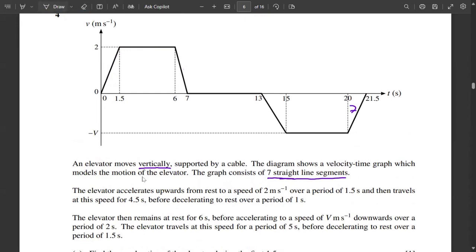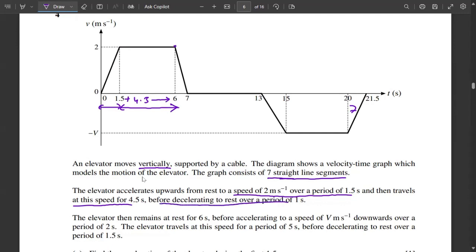The elevator accelerates upwards from rest to a speed of 2 meters per second over a period of 1.5 seconds. So what they explained is this part. Next, it travels at this speed for 4.5 seconds. So 1.5 plus 4.5 will be 6. So it travels at this constant speed before decelerating to rest over 1 second.